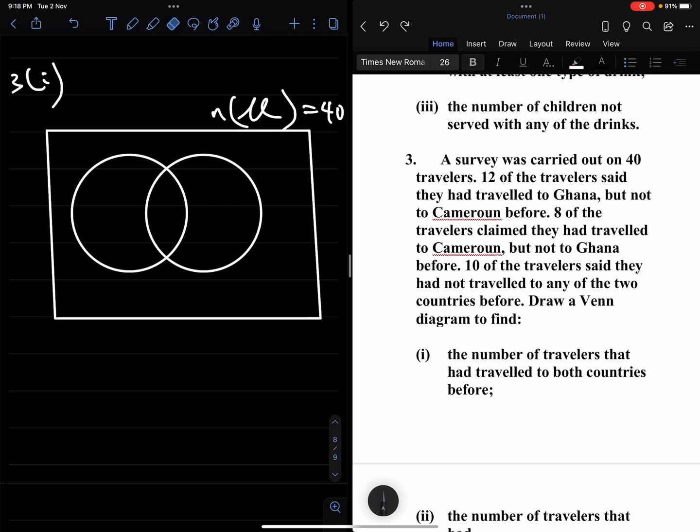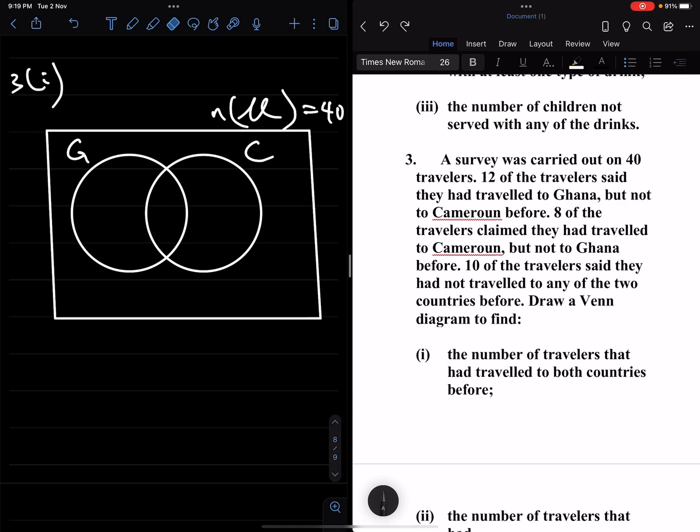That means, let me just call this G. I don't know the total number of travelers who have traveled to Ghana, and neither do I know the total number of travelers who have traveled to Cameroon. That's why I'm not writing this, because if I write this, that means I know the number of elements in the set. I'm just calling it set G for those who had gone to Ghana and C for those who had gone to Cameroon.